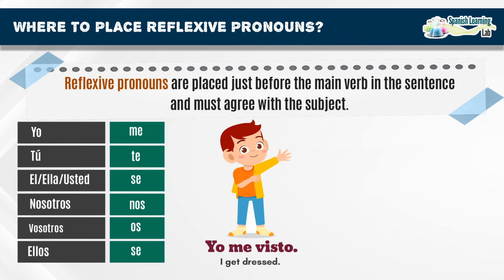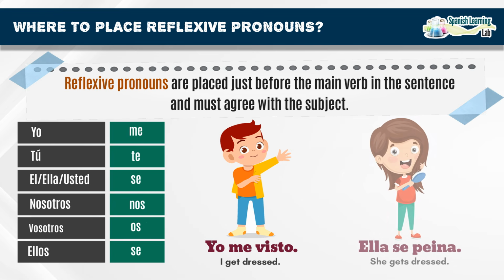For example, we will place a reflexive pronoun me after the personal pronoun yo to make sentences such as yo me visto, and we will use the reflexive pronoun se for él or ella to say ella se peina.